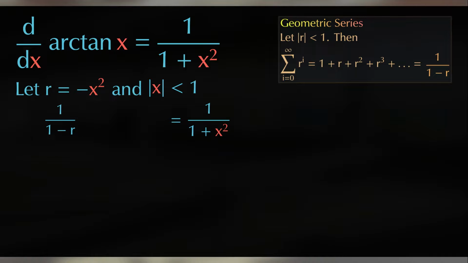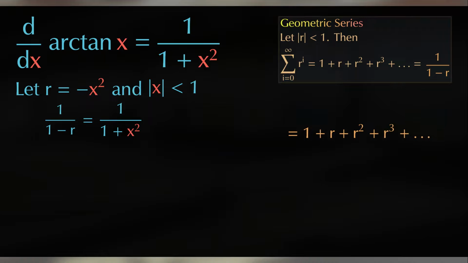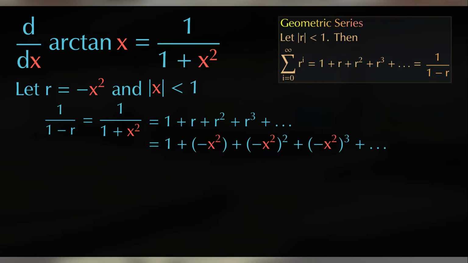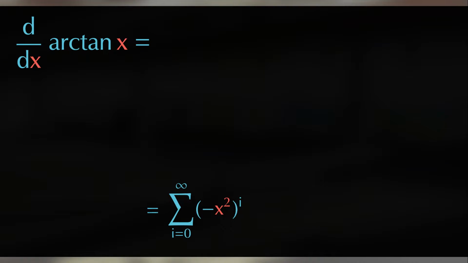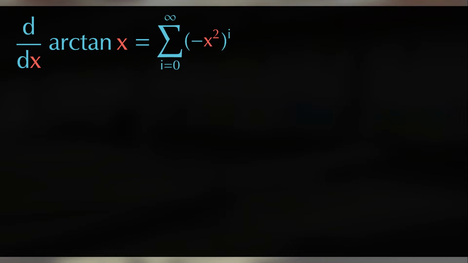If so, then 1 over 1 plus x squared can be rewritten as, let's substitute negative x squared for r. Let's simplify the terms, and we get 1 minus x squared plus x to the 4th minus x to the 6th, and so on. Actually, it'll be simpler to just use sigma notation. So let's just plug in negative x squared for r there. We'll multiply the exponent by i so that we'll get negative 1 to the power i times x to the 2i.